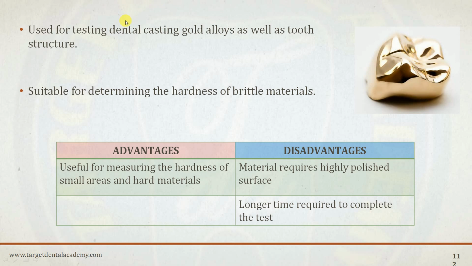Used for testing dental casting alloys as well as tooth structure. These are suitable for determining the hardness of brittle material, for example gold. Advantages: these are useful for measuring the hardness of small areas and hard materials. Disadvantages are: materials require a highly polished surface, and longer time is required to complete the test.